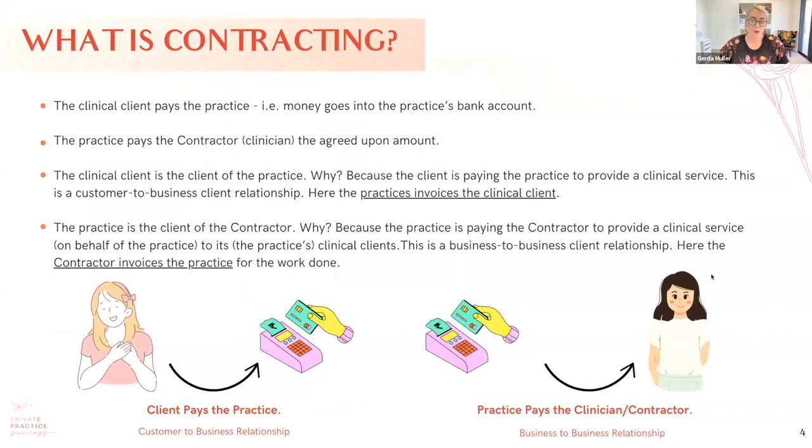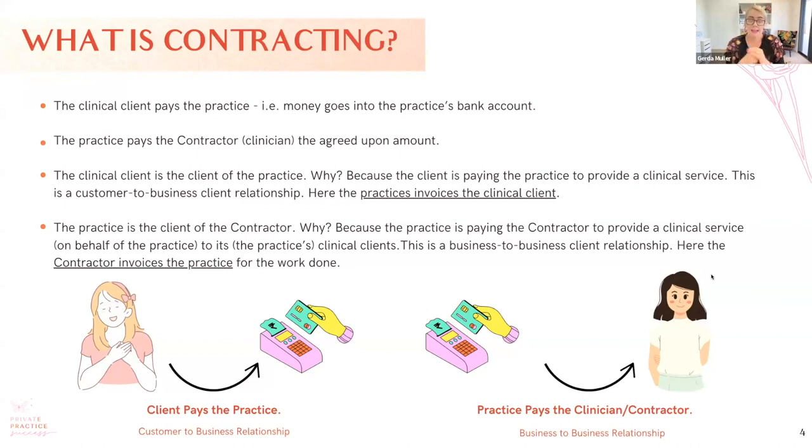What is contracting? All right. And I really tried to make this as simple as possible. So a traditional true contracting arrangement: the clinical client, the one that's coming for therapy or for the assessments, pays the practice. And the money goes into the practice's bank account.